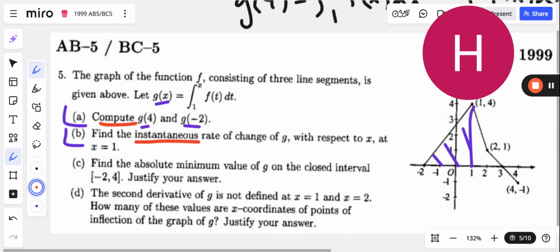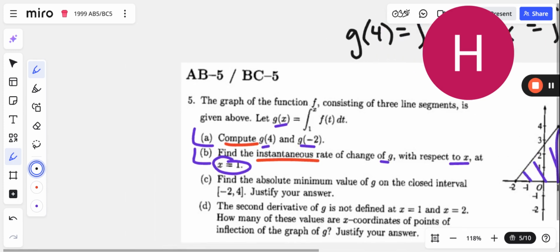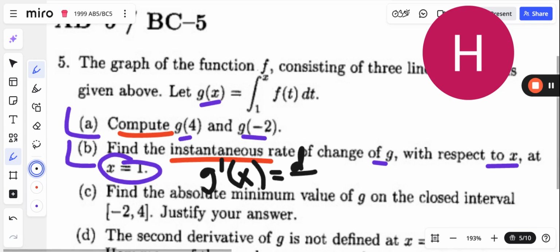Find the instantaneous rate of change of g with respect to x at x equals 1. So we're going to use the fundamental theorem of calculus here because we need to take the derivative. We need to take the derivative of an integral because the derivative of g, I'm writing into the question C, is just the derivative of an integral from 1 to x of f of t dt.